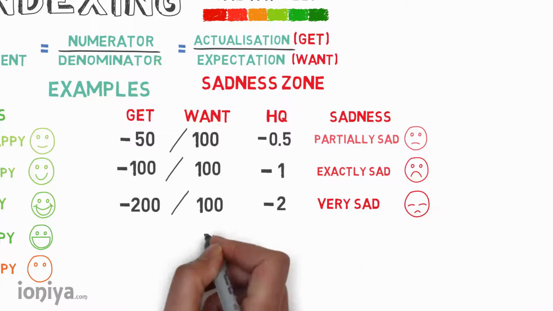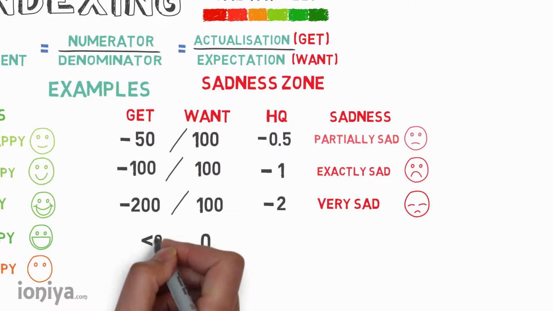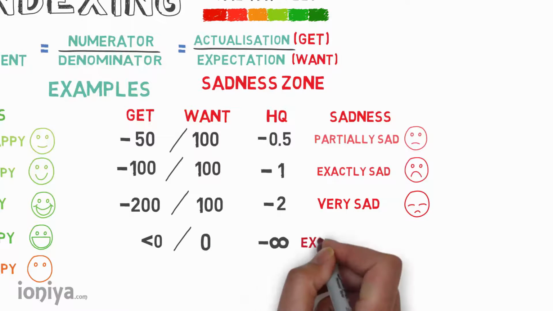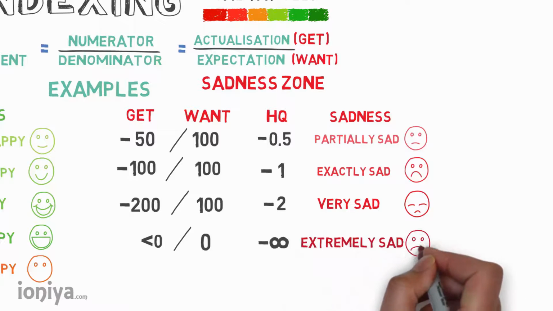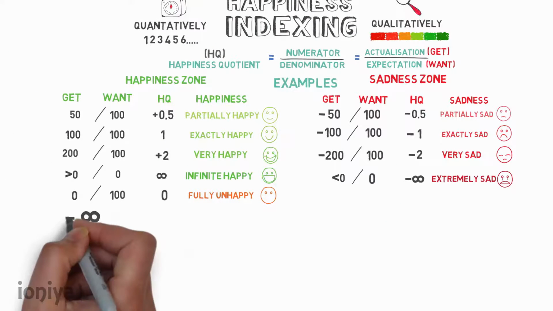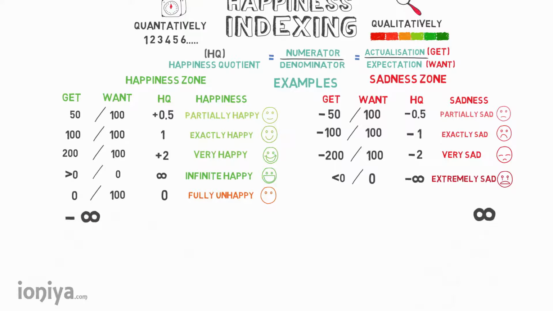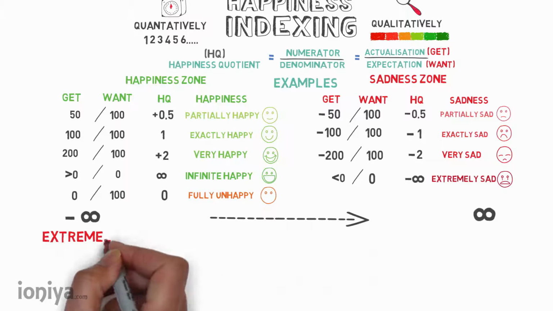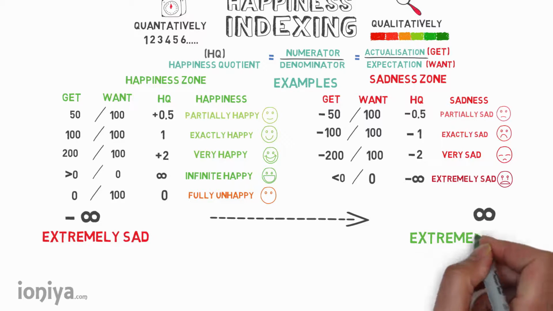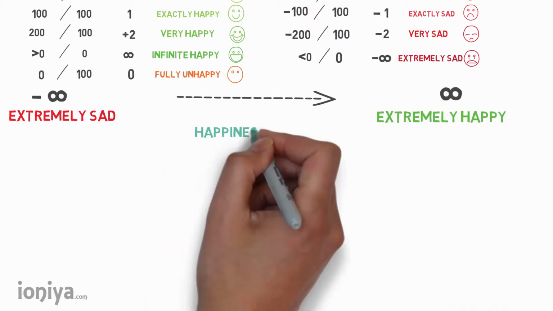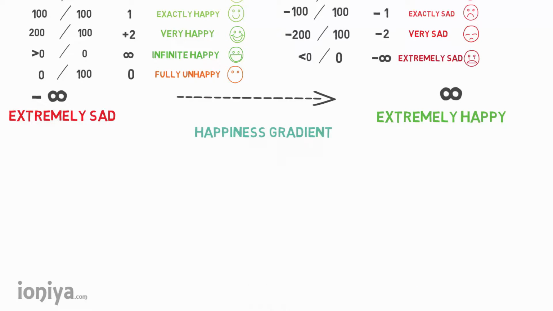Finally, if one wants nothing but gets something negative, as division by 0 is infinite, so the HQ, interestingly, is negative infinity. This implies extremely sad. All of these examples illustrate the calibration of happiness quotients from negative infinity to positive infinity, from extremely sad to extremely happy. Let's express happiness quotients in terms of happiness gradients by scaling them in intervals.